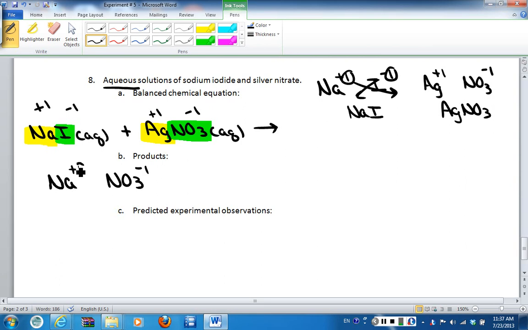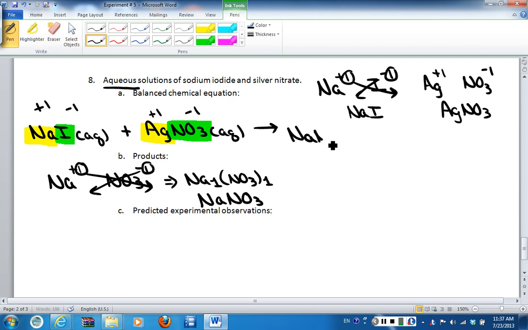So when we crisscross to get our balanced chemical formula, we get Na1 and NO3 1, which we know we write as NaNO3. So we've now generated our first product, which is sodium nitrate. And if we look at the solubility rules, we see that nitrates are soluble with no exceptions. So we know that this gets an aqueous phase.